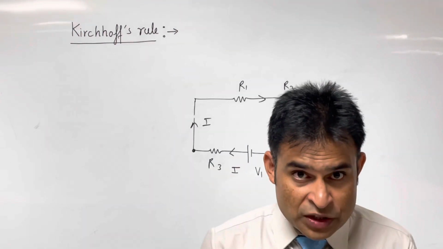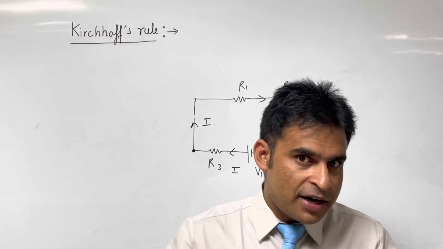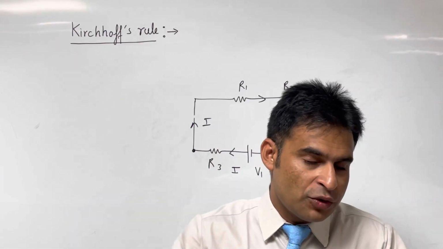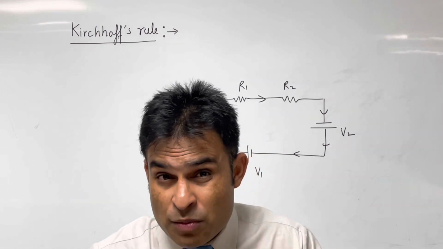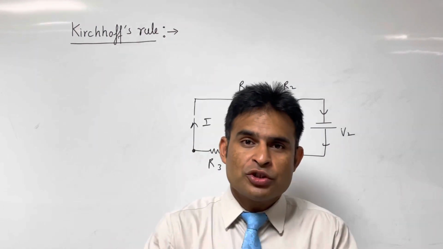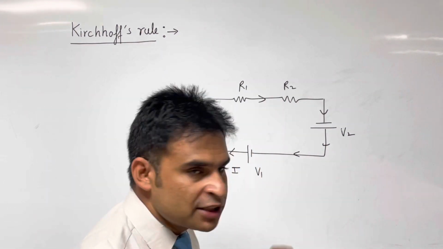Battery work over. Now in case of a resistor, if you are moving in the same direction as the current, take that potential positive. And if you are moving in the opposite direction of the current, of course you have to take that potential negative. I'll show that by example. In that case it will be more clear.